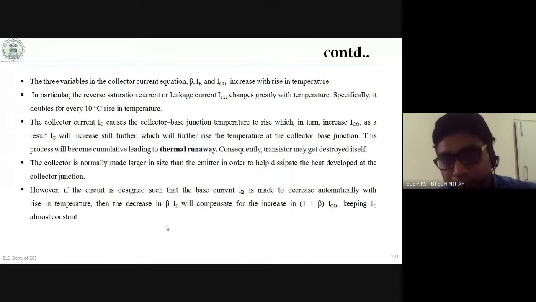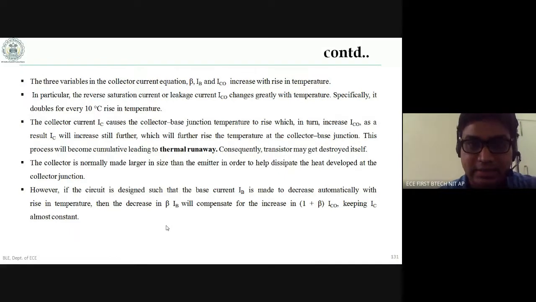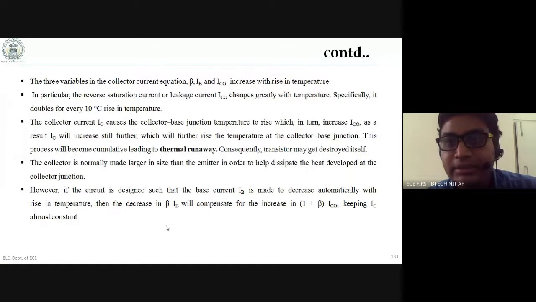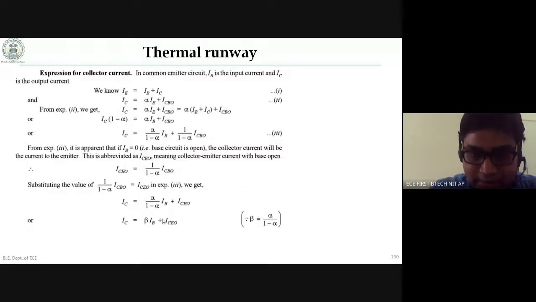If collector current flows in the circuit, and in the collector base junction, there will be current flow, and because of the current flow there may be a rise in temperature. Now, if the temperature rises, this collector leakage current, which we call ICO, doubles with every 10 degree rise in temperature. So if the collector leakage current increases, then the collector current will increase.